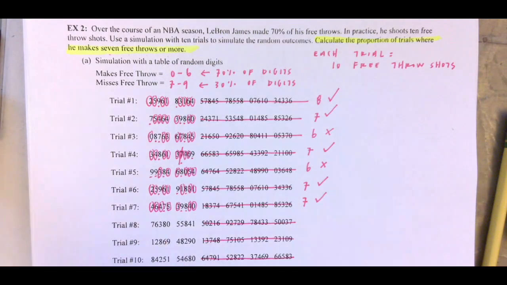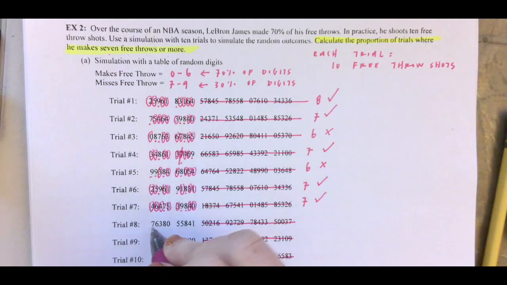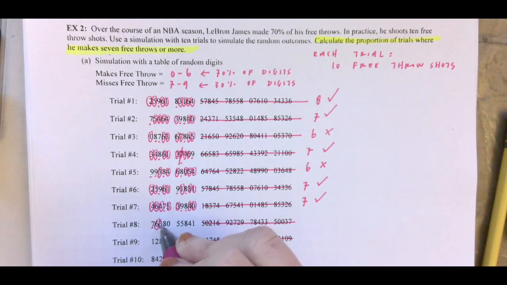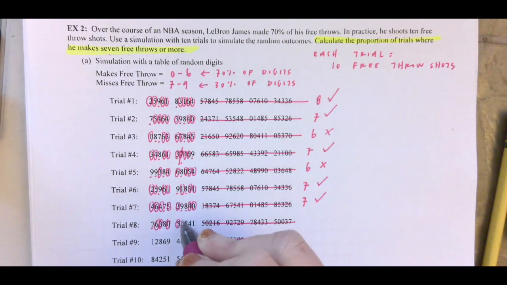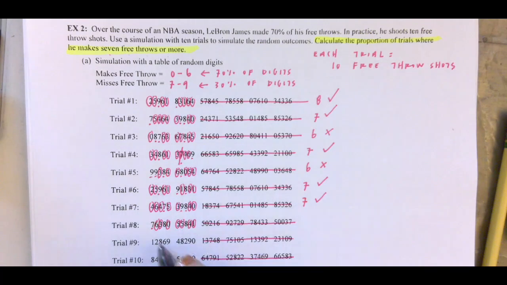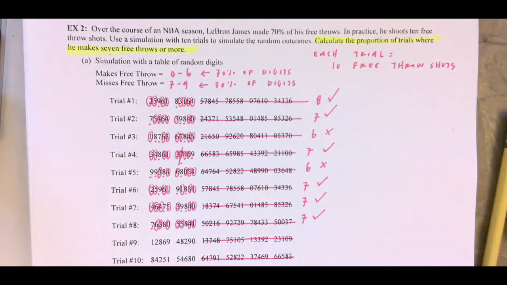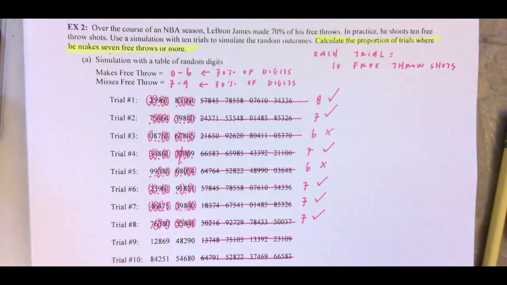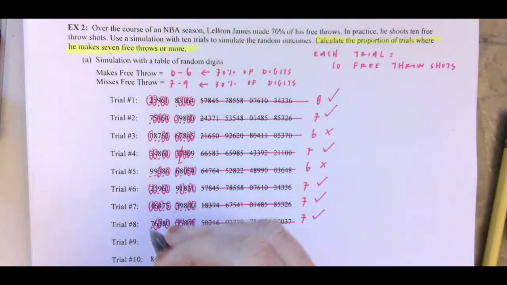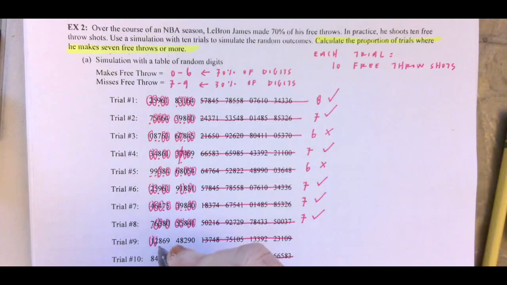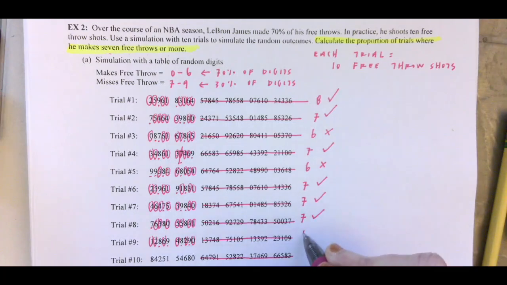Okay, trial 8. Circle all the ones where he's made it. So he made 7, which is, again, 7 or more. Almost done. Okay, trial 9. Circle all the ones where he's made it. Okay, here he only made 6, not 7 or more.